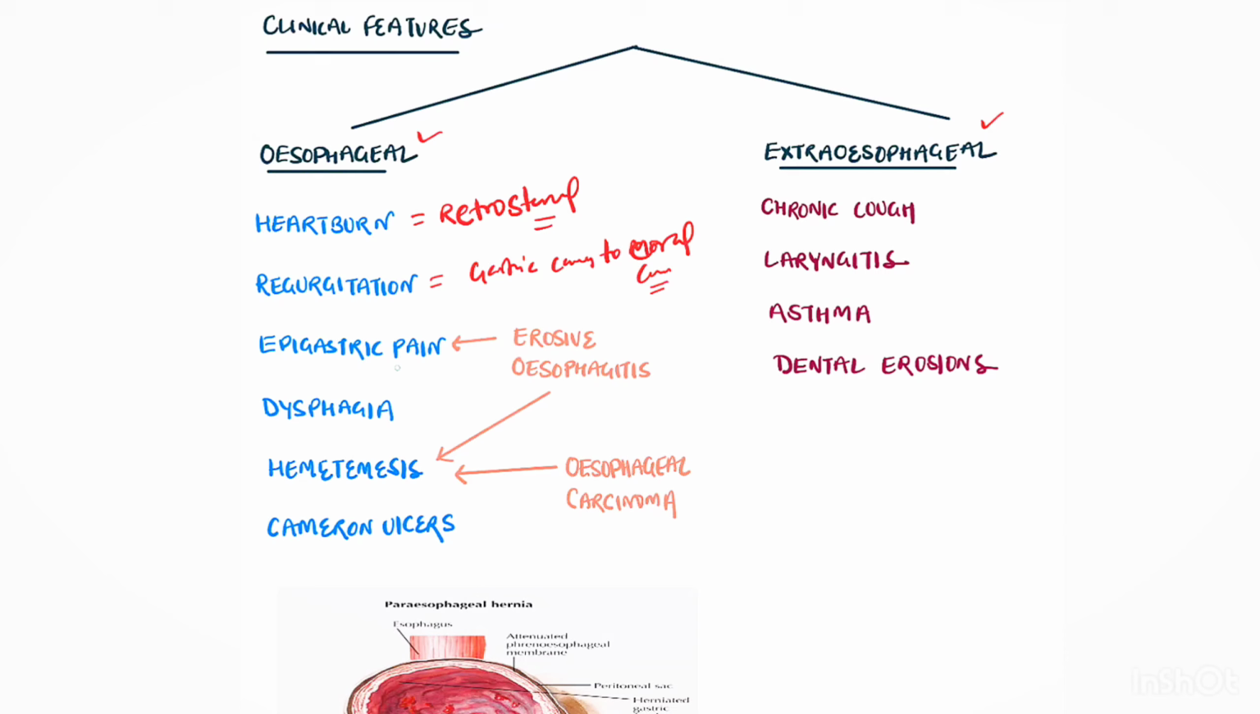Epigastric pain, which can be due to erosive esophagitis, because the HCl damages the mucosa of the esophagus and leads to erosive esophagitis. And there can be dysphagia. The dysphagia can be due to the presence of a stricture or due to the hiatus hernia, due to compression of the esophagus. And this erosive esophagitis can cause hematemesis. The second cause of hematemesis in a GERD patient can be esophageal carcinoma, which is a complication of GORD itself.